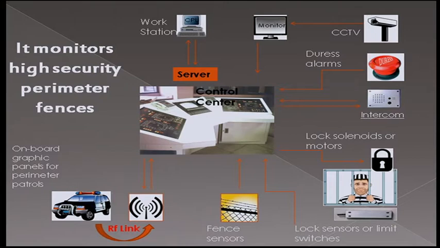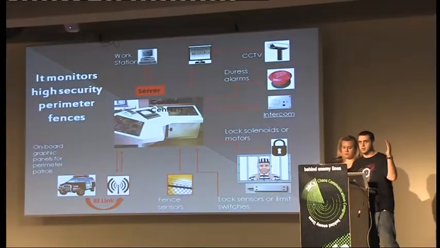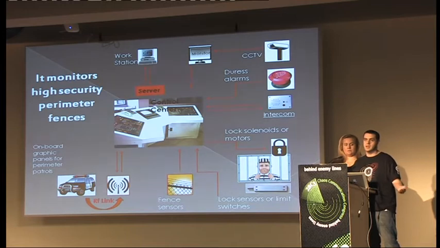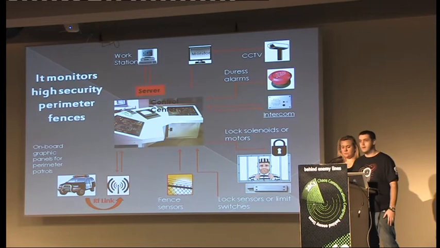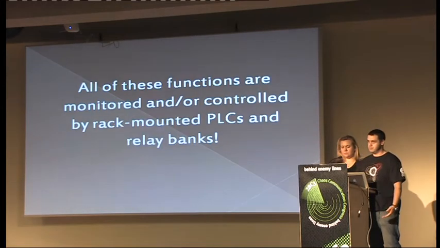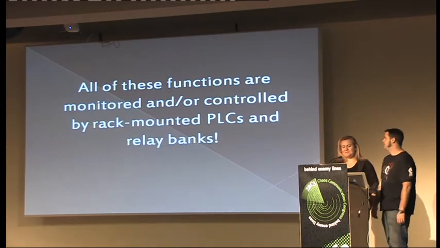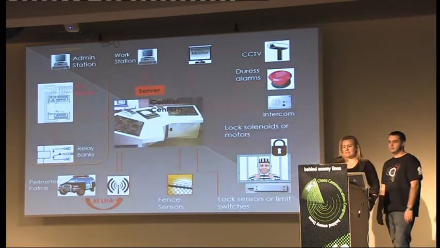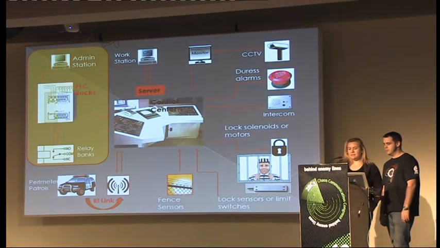This is interesting, though. There you see the car and the RF link. Some of these cars that patrol the perimeter of these facilities will actually have on board a type of computer that's monitoring typically the intrusion detection system on the fence line, and they will sometimes have the ability to send information back to central control via RF, not always encrypted. So that's another attack vector. And these are all controlled by the PLCs. And there's the PLC rack.